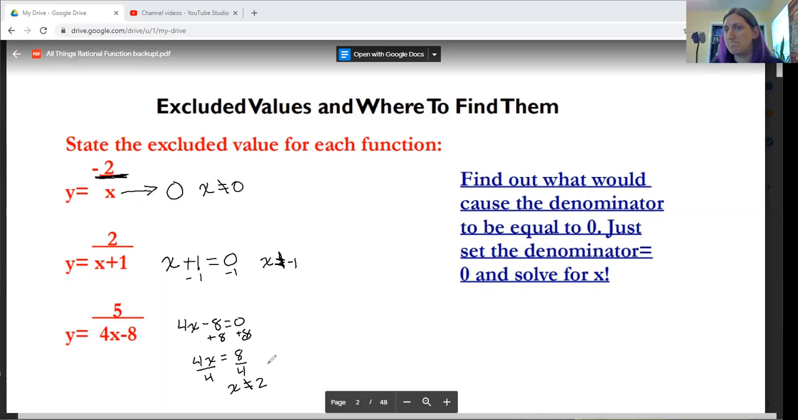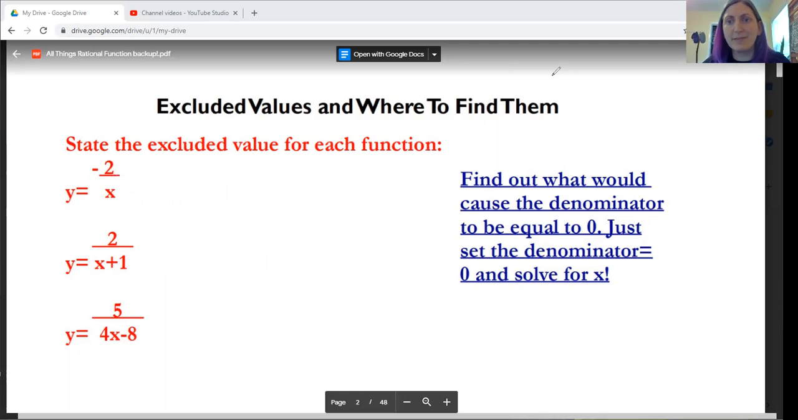All right? Not so bad, right? Not so bad. Sounds all fancy, find the excluded values of the function, but it's really just like solve a quick little equation. You just have to know what you're talking about. All right, so let's scooch down again.